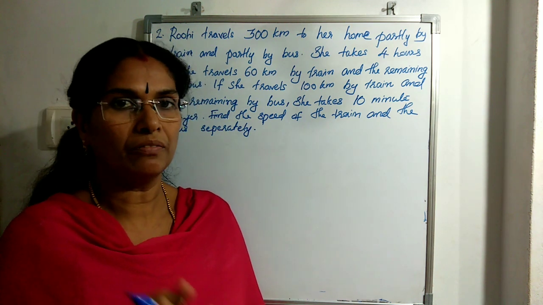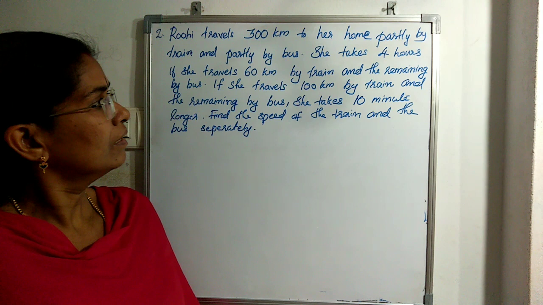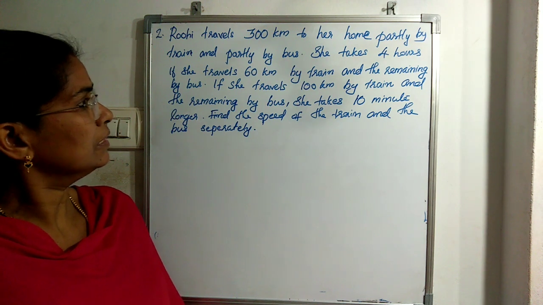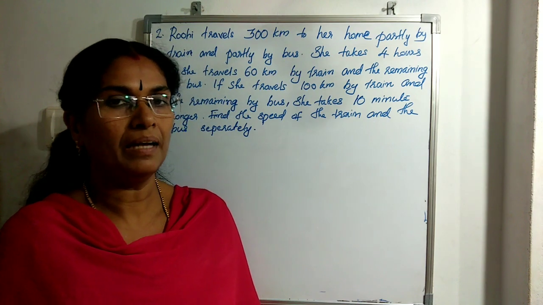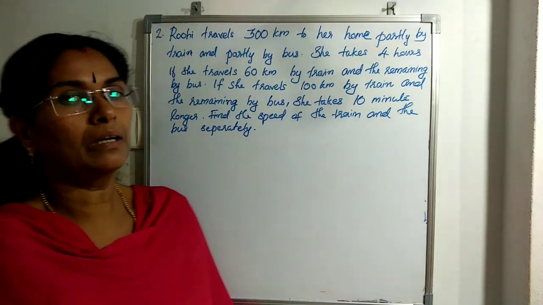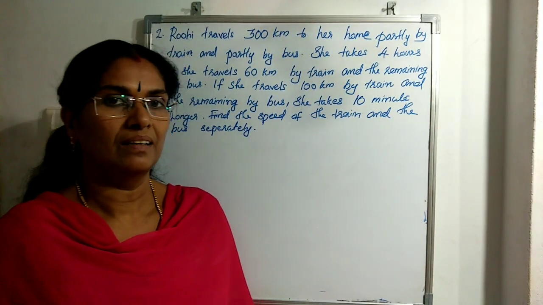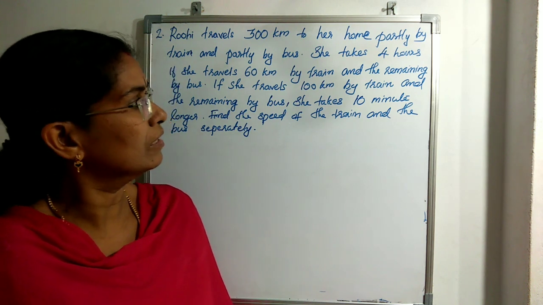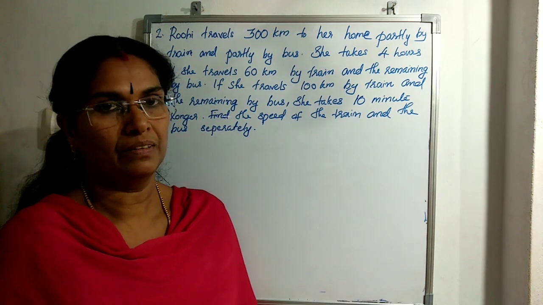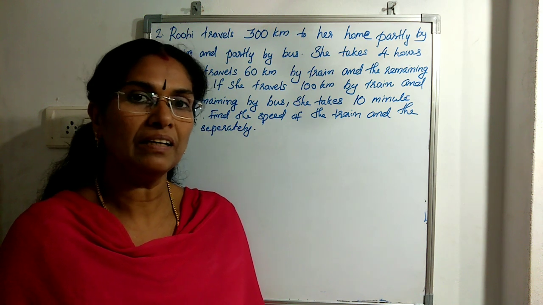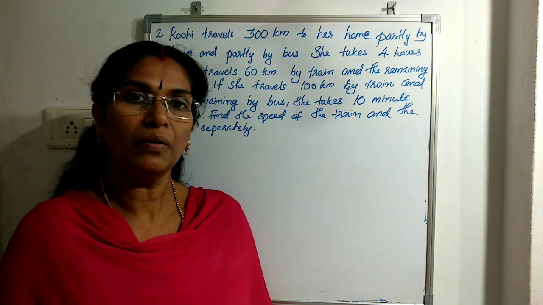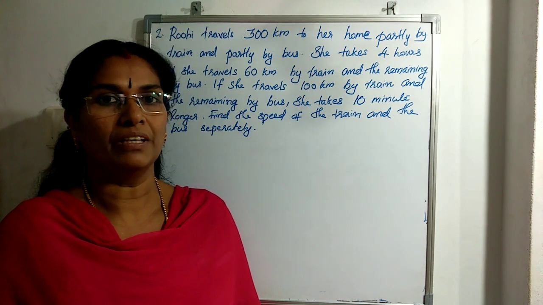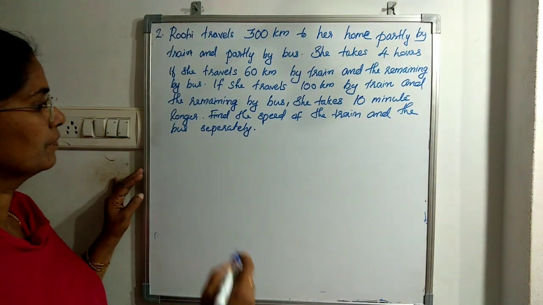She took only 4 hours, but the second day she took 100 km by train and the balance 200 km by bus. Then she took 4 hours and 10 minutes. So we have to find the speed of the train and the speed of the bus. The unknown quantity we always take as a variable. So we can start.